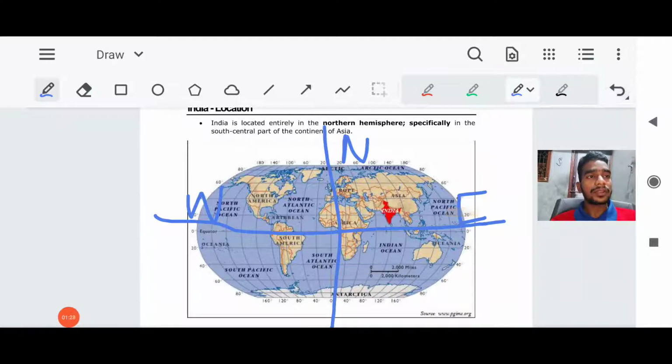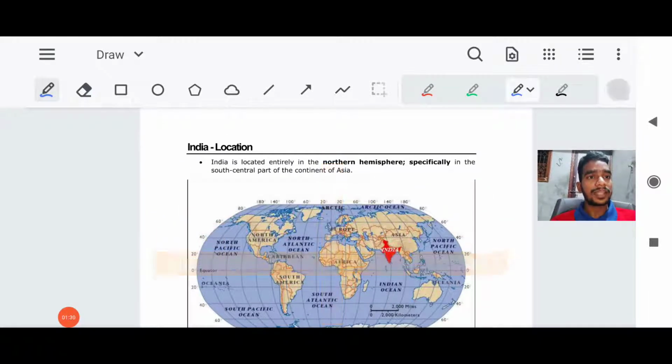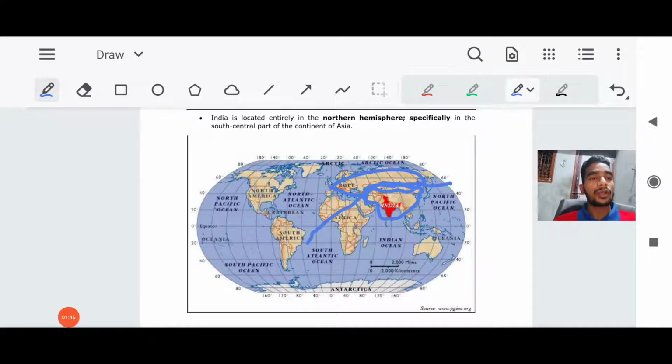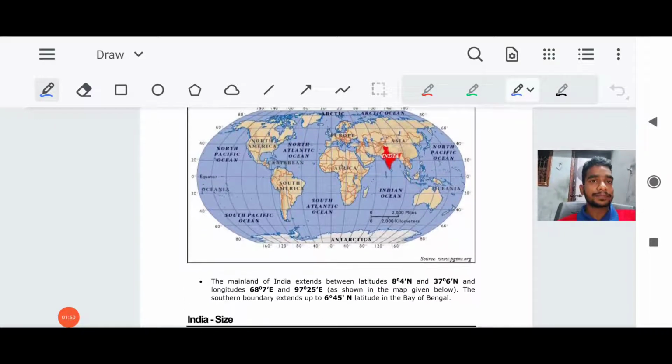The most important fact is also that here it is India. So India is located in Asia, and the border of Asia is touching Europe. So this part, the border of Asia and Europe, is also known as Eurasia. So that was the main thing over here.